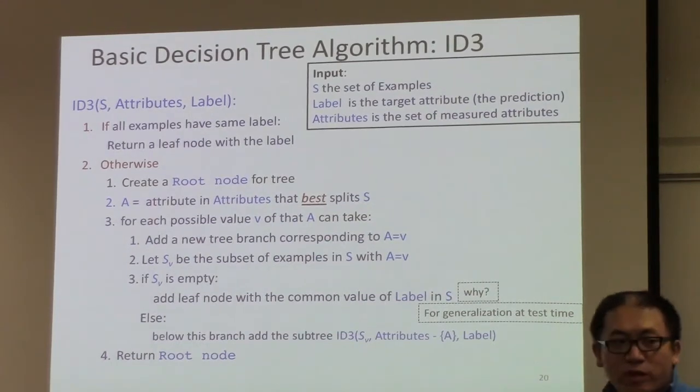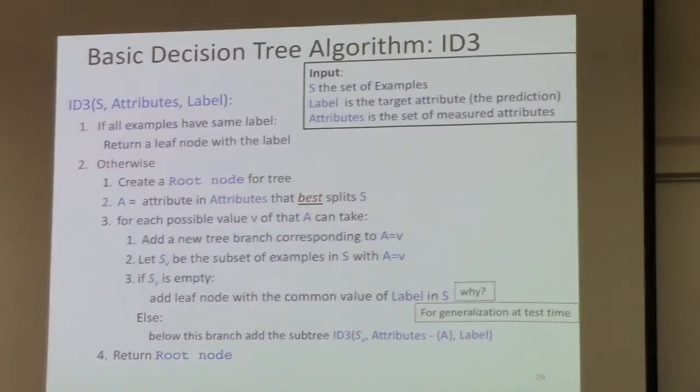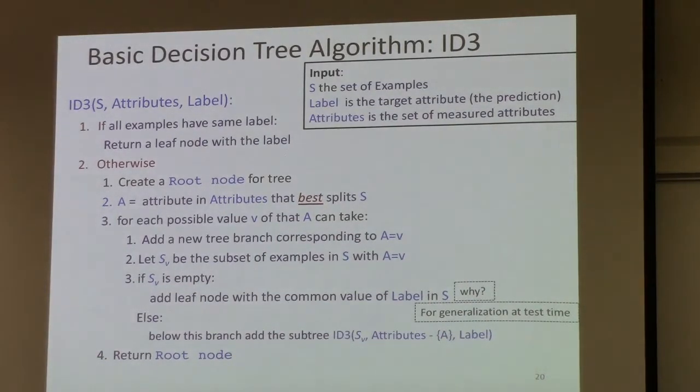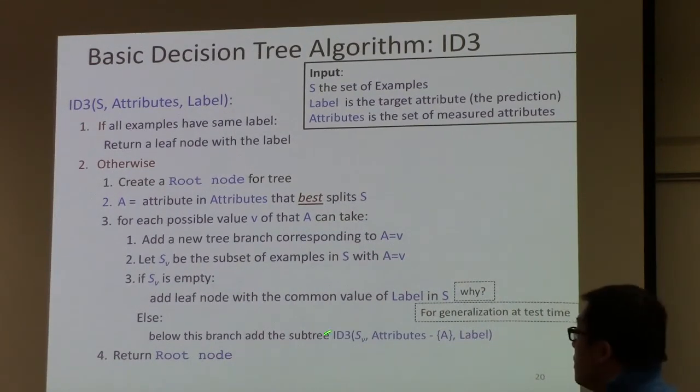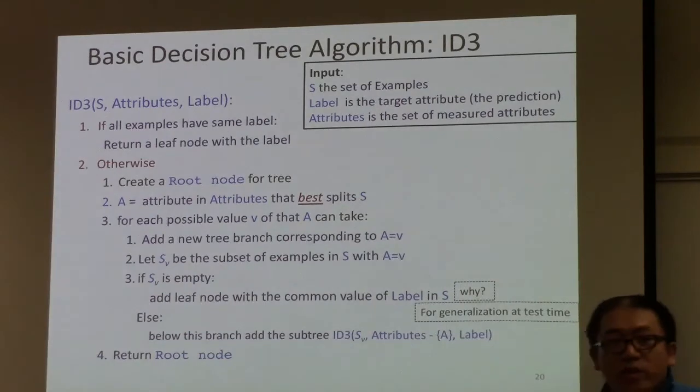Can anyone give us a more detailed answer? If we don't remove it, the next time it will be the best attribute. Why? Because all the elements belong to positive points. So actually, you can think of all the instances in SV. What's their attribute value A?